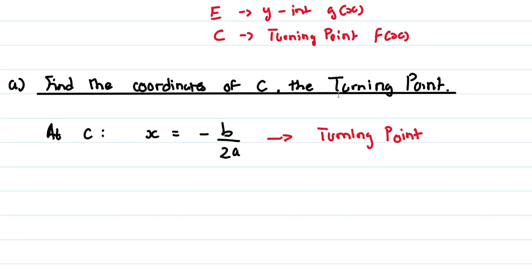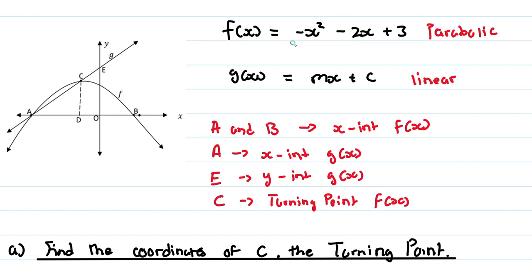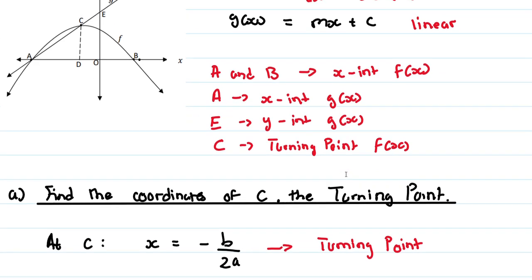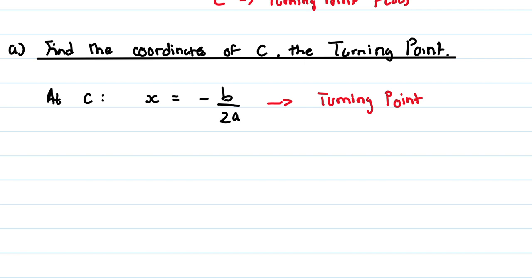So when we look at this equation of f, we have a x squared plus bx plus c. When you look here, we have a, which is negative 1, and b, which is negative 2. So we can plug that into our equation. This is going to give us the x coordinate, by the way, and we'll have to find the y coordinate by using other methods.